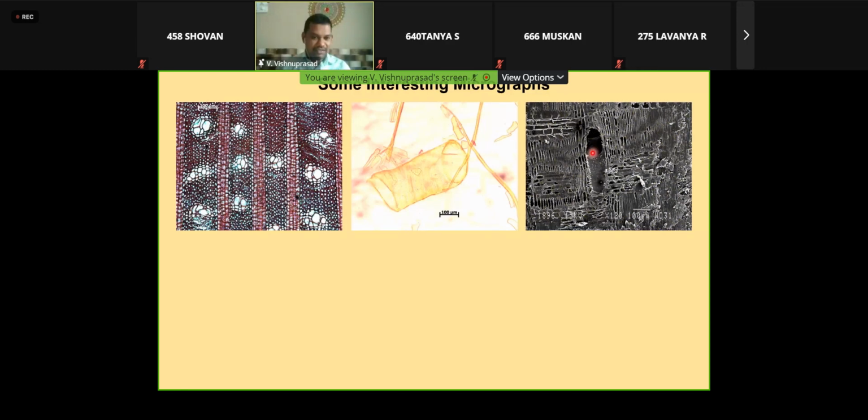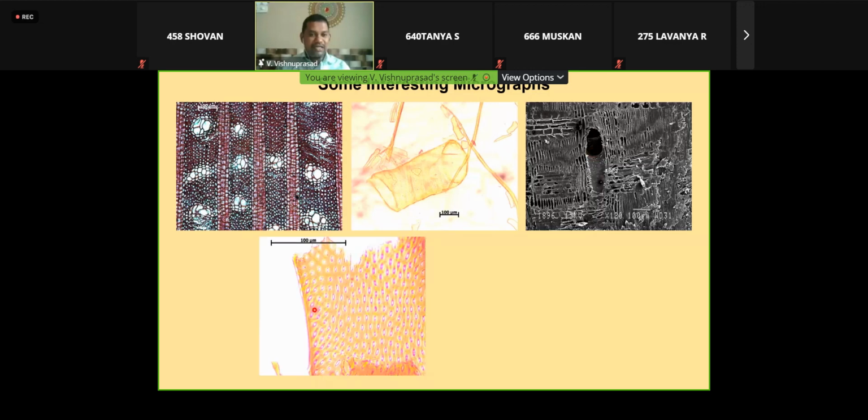See, under the high power, now you can see the scale is a longer one. That means it's a high power. Observe these intervessel pits or the IVPs, very beautifully arranged. The intact vessel was not available, but the IVPs appear very nice. That's why I'm showing you this one. Very beautifully, you can see the primary wall as well as the secondary wall of each IVP. And then this is the fiber. You can see the wall thickness very nicely.